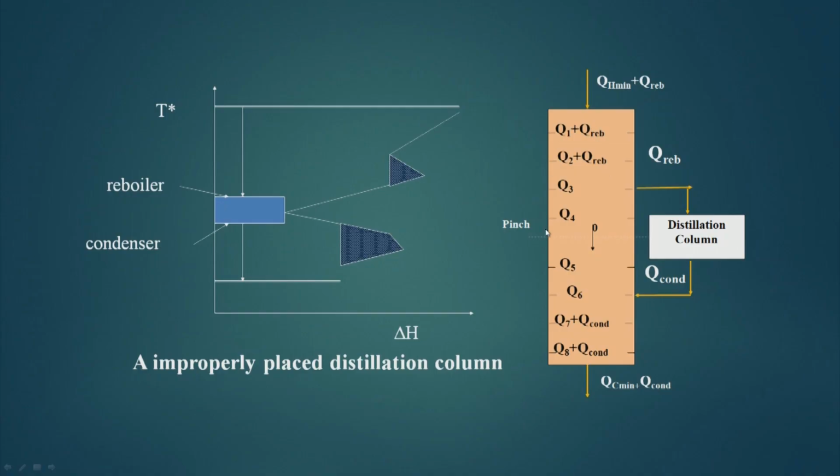However, if we see here, there is no chance of negative flow of it, because these quantities are positive. So, as far as the distillation column across the pinch is concerned, it is not going to make any heat flow negative at any temperature level. But a distillation column placed across the pinch is an improperly placed distillation column.